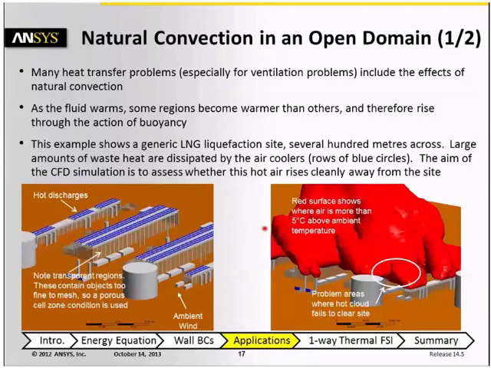The picture on the right shows some results. This is an isosurface where the air is more than 5 degrees Celsius above the ambient temperature, and what the results show is that there may be some areas where the hot air doesn't clear the site when the wind is blowing in this direction.